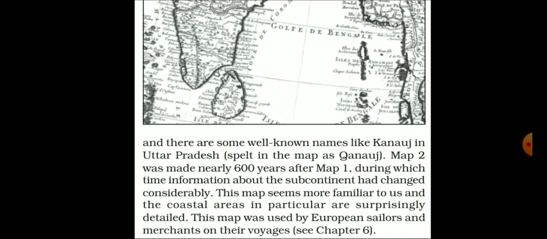This map was used by European sailors and merchants on their voyages. This map, meaning map 2, generally was used by European sailors.